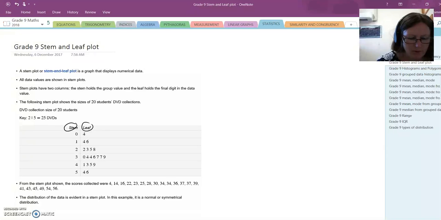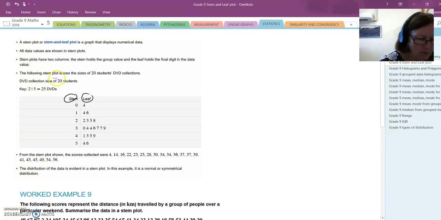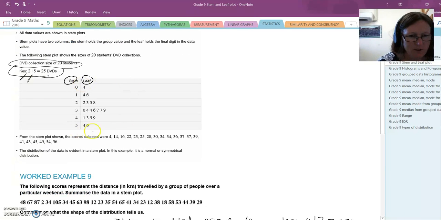The following stem plot shows the sizes of 20 students' DVD collections. It's really important that you have a heading, DVD collection size of 20 students. You also must have a key. So with this key, if there is a score of 2 in the stem and 5 in the leaf, that stands for 25 DVDs. So here is the number of DVDs that these 20 students have.